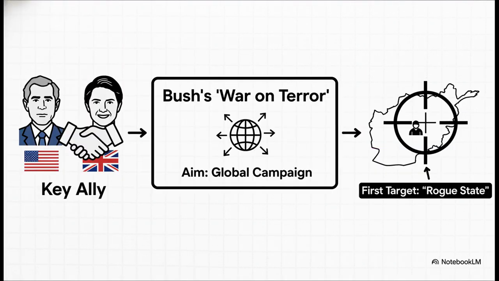So the really crucial point here is that 9/11 launched what President George W. Bush called the War on Terror. This wasn't a war against one country. It was a global campaign against terrorist groups and any nations that supported them. He called those nations rogue states. His main ally in this was the British Prime Minister Tony Blair, and Afghanistan was target number 1 precisely because its Taliban government was giving shelter to al-Qaeda.